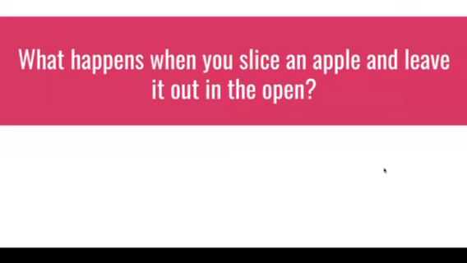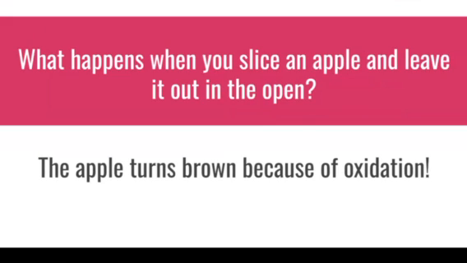Before we get started, I have a question for you. What happens when you slice an apple and leave it out in the open? Well, if you've ever done this or you've seen it being done, then you know that when you slice an apple and leave it out in the air, it turns brown. And this is because of a process called oxidation.